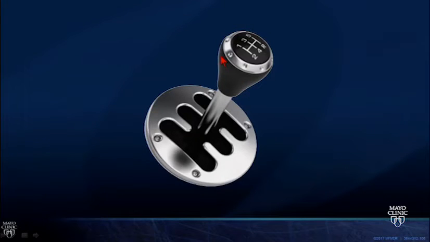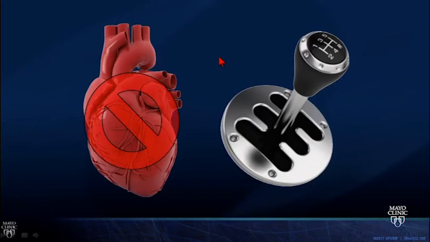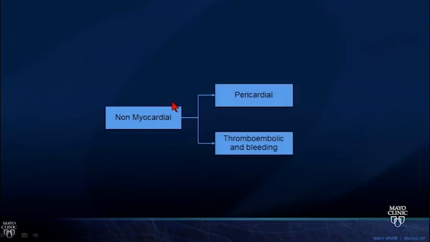I'm going to shift gears one more time into our last segment of the talk. This is the segment on non-myocardial disease. I actually think this looks a little bit like Dr. Bowen's aorta that was in the seatbelt. But that's not what we're talking about necessarily, the aortic complications. We're talking about non-myocardial complications, which encompass the pericardium and the thromboembolic and bleeding.